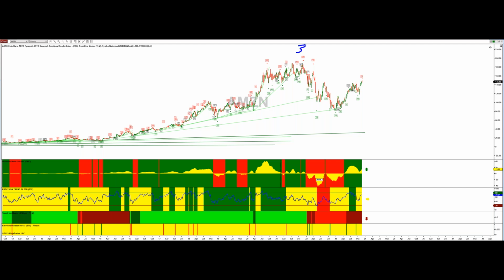And this is your move to the downside, probably a 4 down here. And then you have your move off again to the upside. That's kind of where we're at now. So I would imagine we're going to see new highs on Amazon. Overall, I think it probably looks pretty good for new highs.